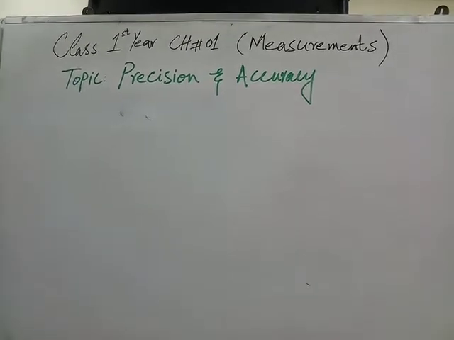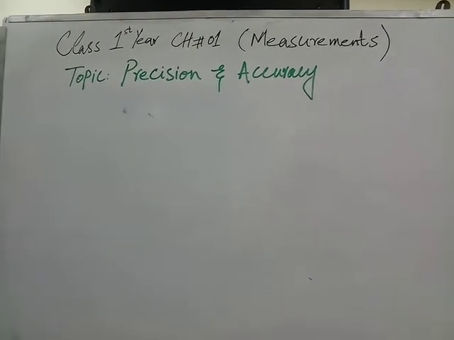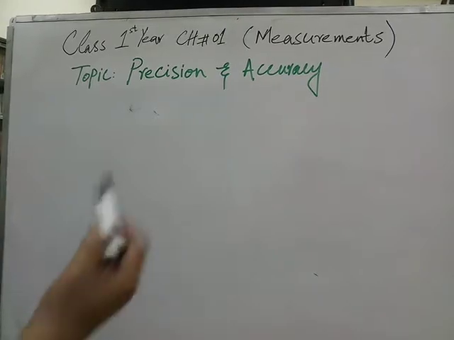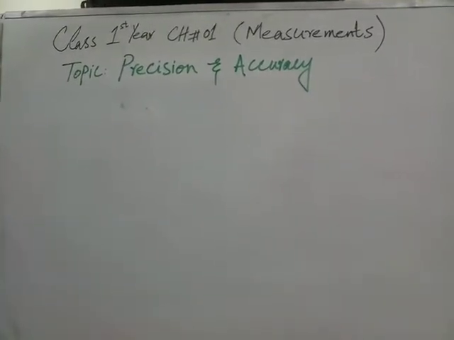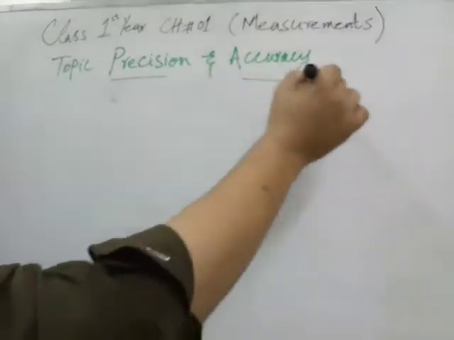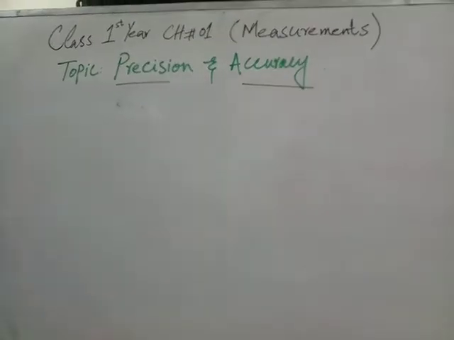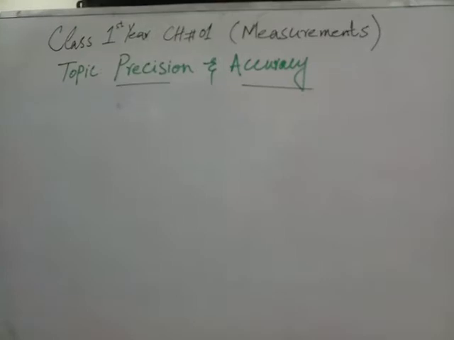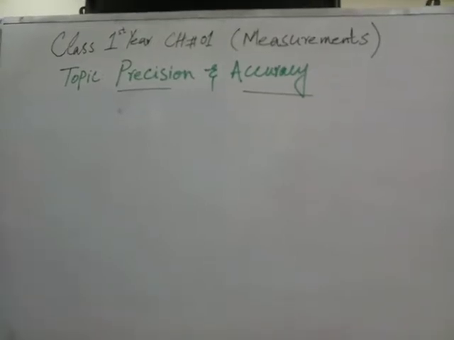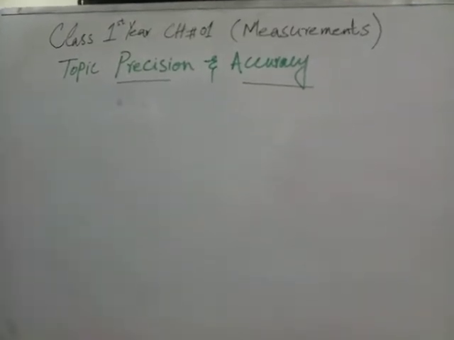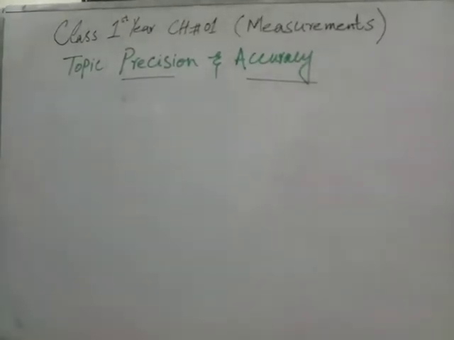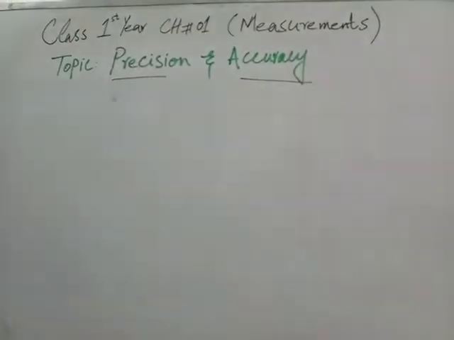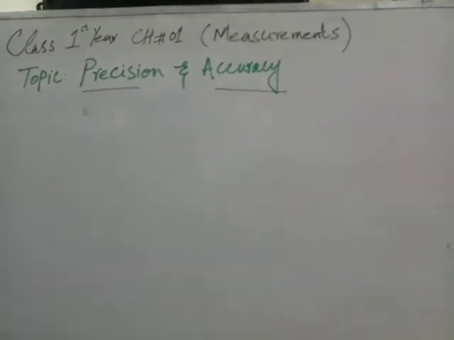Today I am going to discuss a first year topic, chapter 1, measurements, and the topic is precision and accuracy. The terms precision and accuracy are frequently used in the measurements made in physics. It is very important that they must be distinguished clearly.